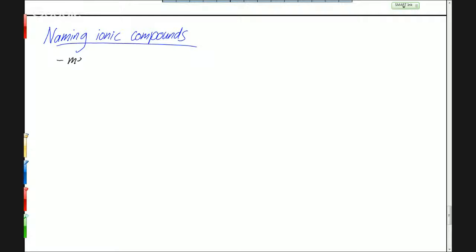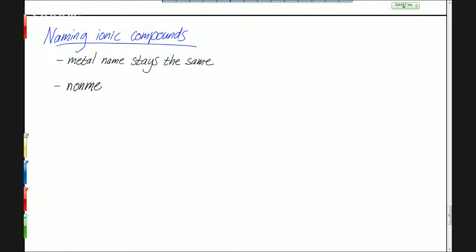First, the metal part stays the same. So you'll notice that all the ionic compounds we looked at are metals and nonmetals, one of each. That's a good way to tell an ionic compound, a metal and a nonmetal together. And the metal name stays the same. So like sodium stays sodium. Lithium stays lithium. Nothing changes.